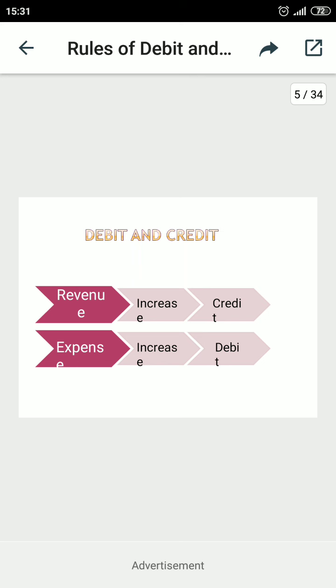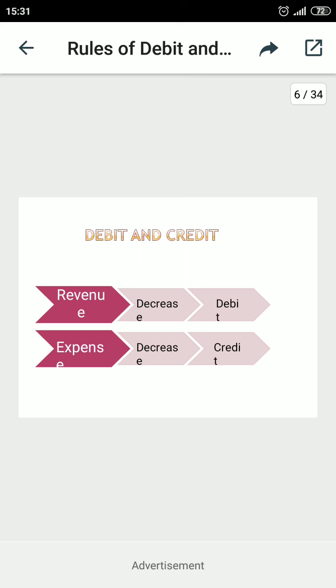Now I am moving to the remaining 2 terms, revenue and expenses, in the same manner. When revenue increases, it will be credited, and when expenses increase, they will be placed on the debit side. So I think it's clear to you now. Lastly, when revenue decreases, it is placed on debit, and when expenses decrease, they are placed on credit. So I think the rules are very clear to you.